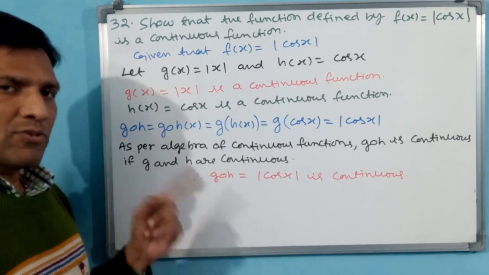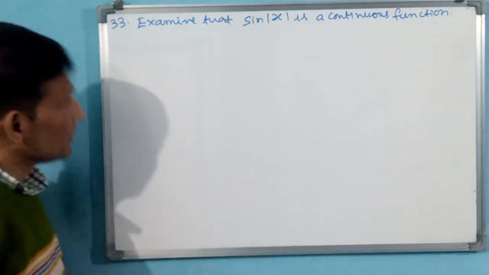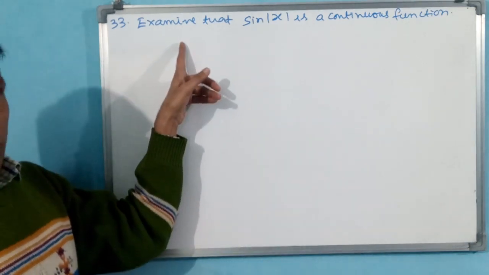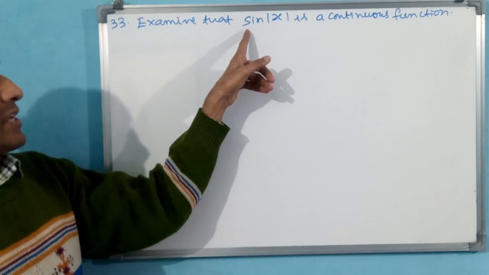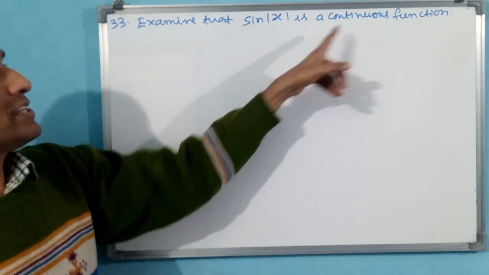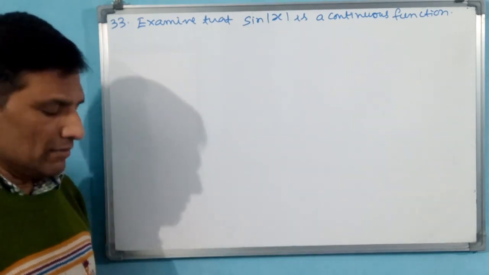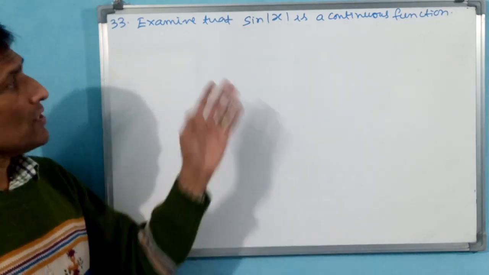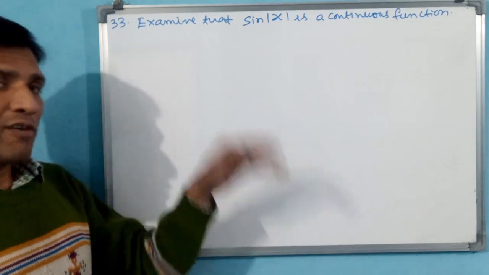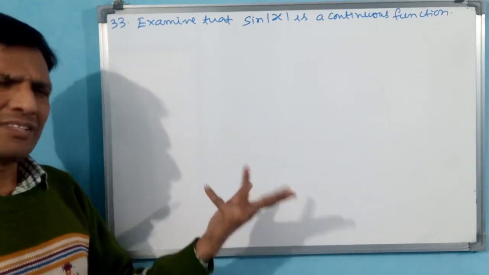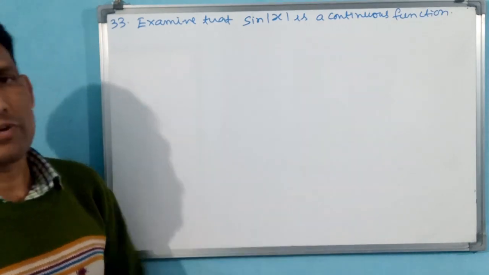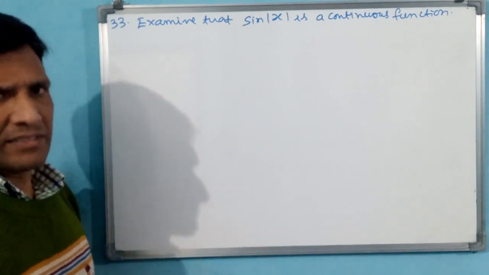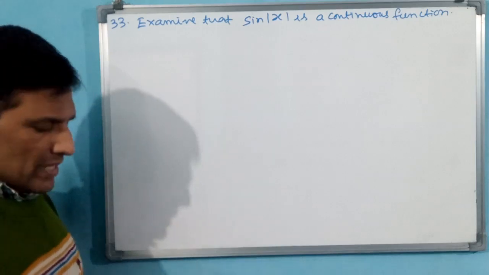Let us go for the 33rd question. Examine that sine of modulus x is a continuous function. This also we know very well. Why? Because modulus x is continuous, sin x is continuous, and sin of modulus means function of function is continuous. Same thing like the earlier question only, we are going to write and finish this, because we do not need more details. Let us proceed further.